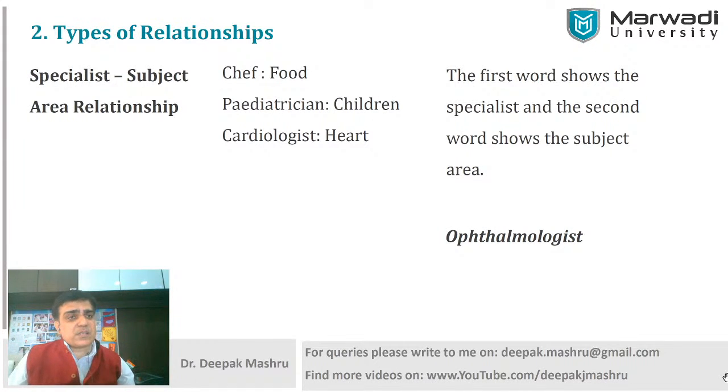Then the other type is specialist and subject area relationship. That means that one person is specialized for that particular subject or area. For example, a chef is a person who is expert in making food. A pediatrician is a person who deals with kids. He does the treatment for children and babies, small babies, right? A cardiologist is a person who is specialized for the heart, right? Then who is the person who is an ophthalmologist?